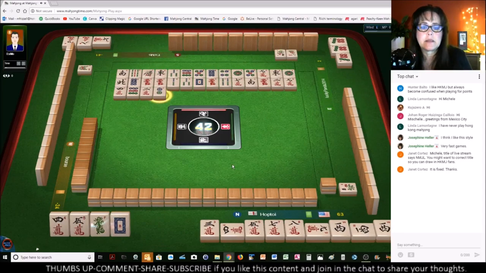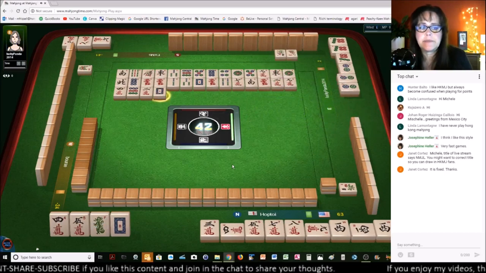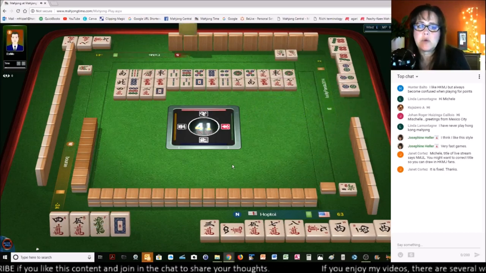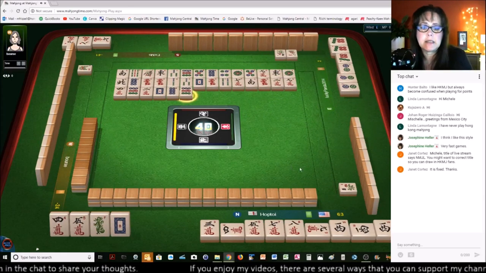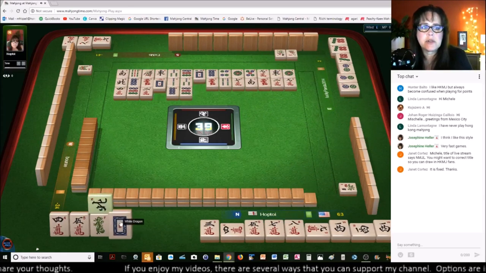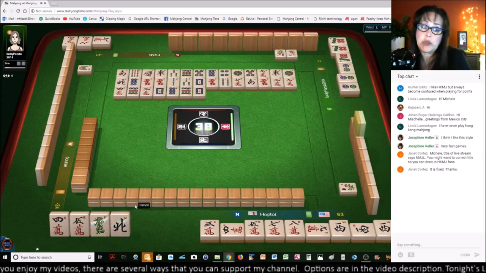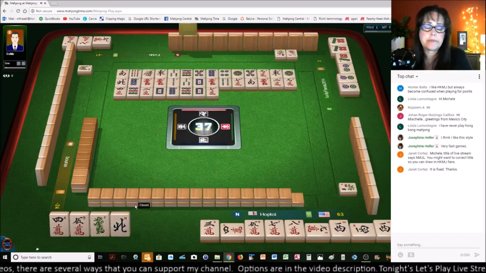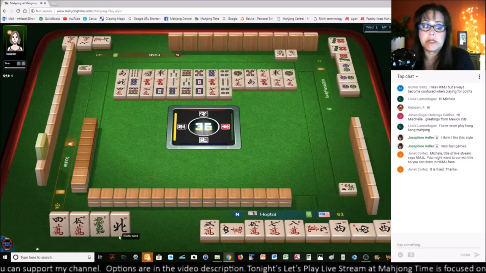Two dots. Pung. Okay. White dragon. All right, so there's only one more white dragon. Eight dots. We need a crack. Nine dots. We need a crack. Oh, there's a north. There's only one north out, which I threw. That could have been my seven pairs. Characters. Oh, well. Four dots. It just proves I'm not clairvoyant.